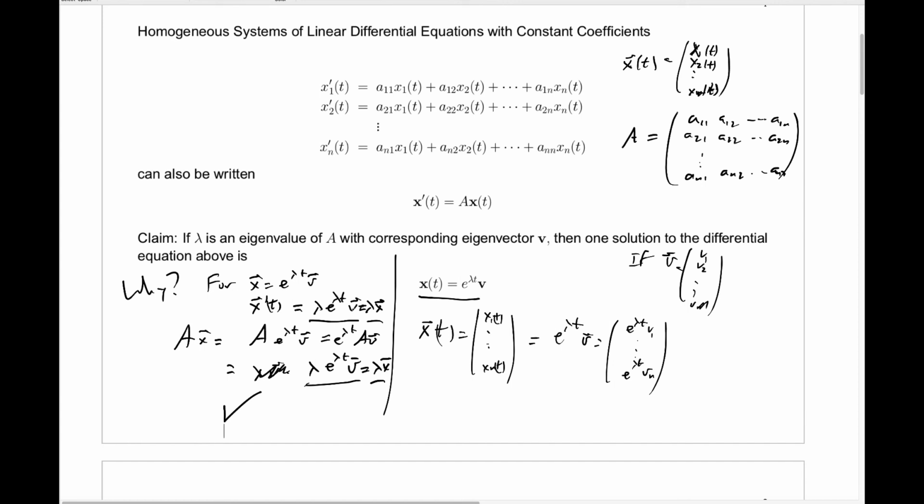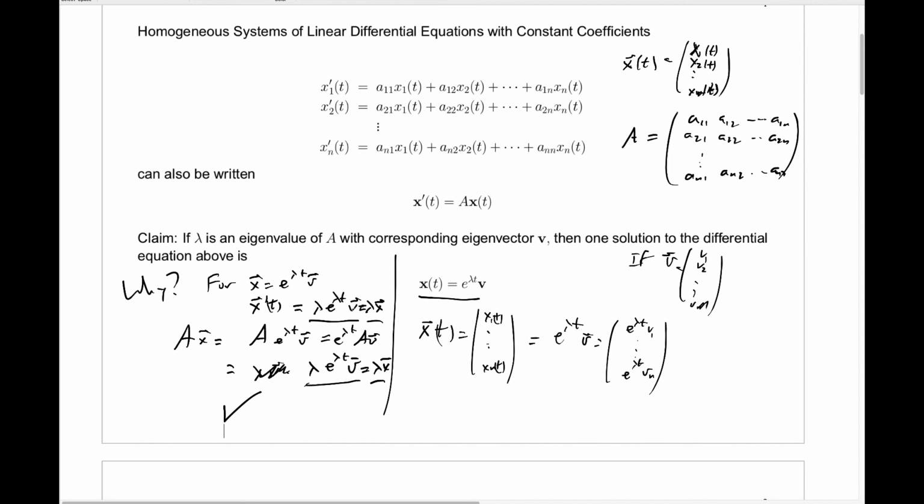And of course, if you take a different eigenvalue, say omega is a different eigenvalue for A, not equal to lambda, and you look at the vector w, one of its eigenvectors, a nice theorem in linear algebra says eigenvectors corresponding to different eigenvalues are linearly independent, and you'll get a new independent solution.